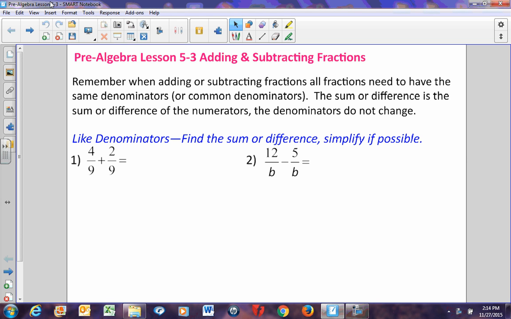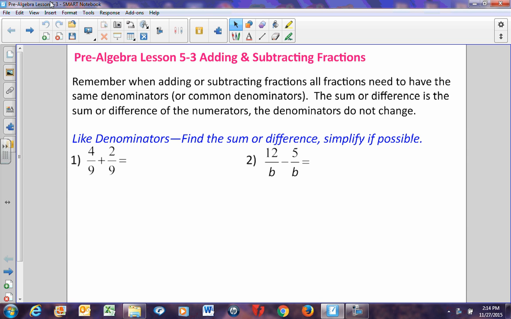This is Pre-Algebra Lesson 5-3, adding and subtracting fractions. Remember, when adding or subtracting fractions, all fractions need to have the same denominators, otherwise known as the common denominator. The sum or difference is the sum or difference of the numerators.